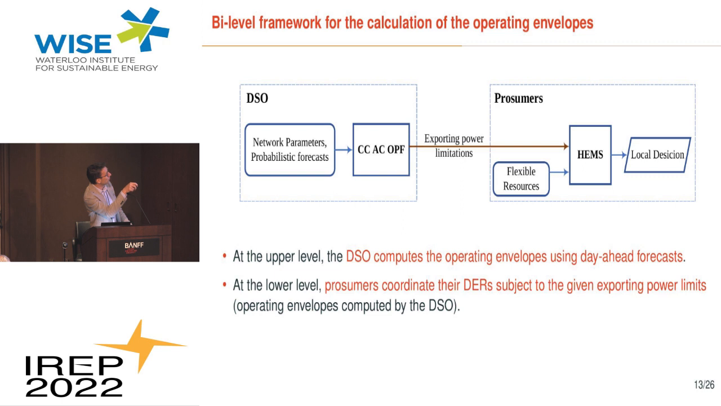As I said, we presented this work at the PSCC, and the focus of this paper is this bit here. They submit those operating envelopes or dynamic export limits to the customers, and they optimize against those limits using their home energy management system. So I'll just briefly go through that. I won't really dwell on that.